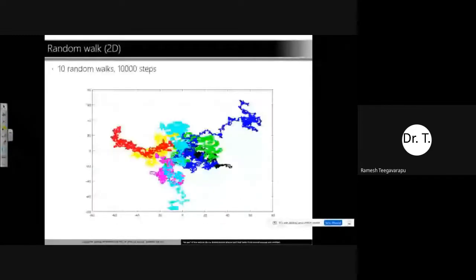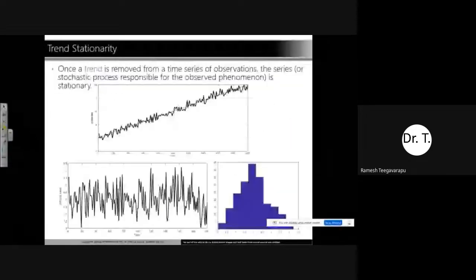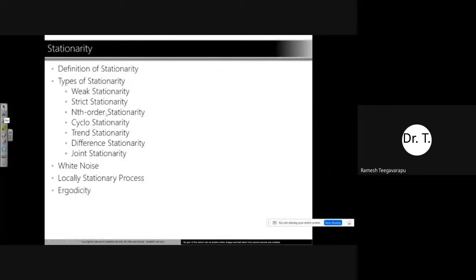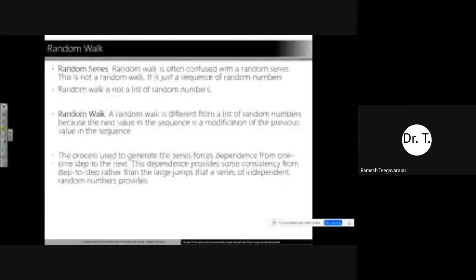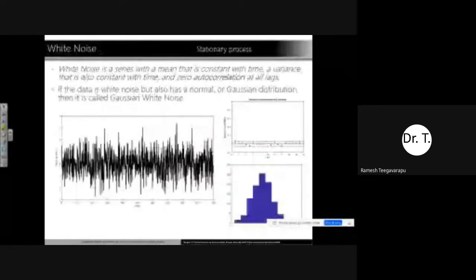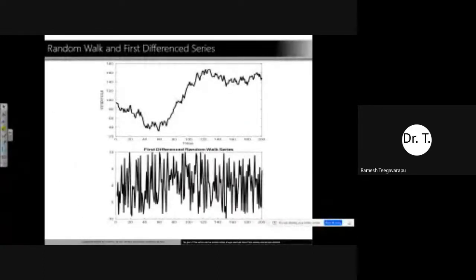Again, these are notes I prepared. There are different ways of defining stationarity: weak stationarity, strict stationarity, nth order stationarity, cyclostationarity, trend stationarity, and so on. But stationarity is required for all kinds of models, including time series models. If you want to develop a time series model, stationarity is the first thing, because if your time series is not stationary, then you will not be able to develop any time series forecasting models. So what they do in time series models is try to difference the time series.